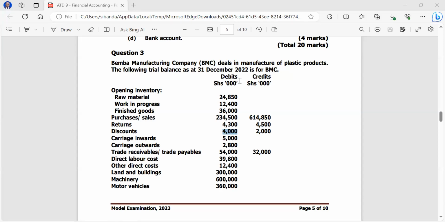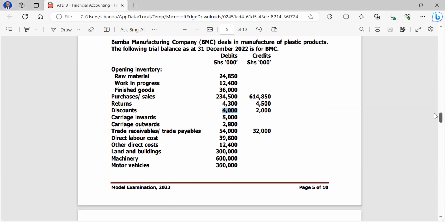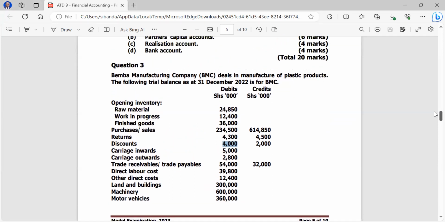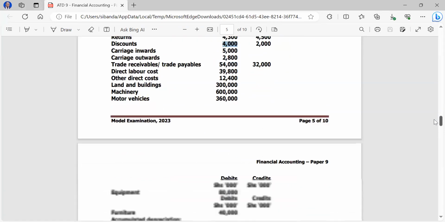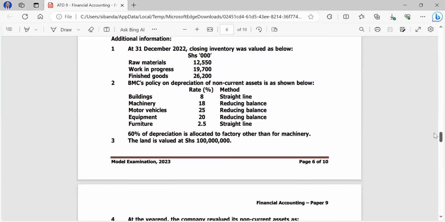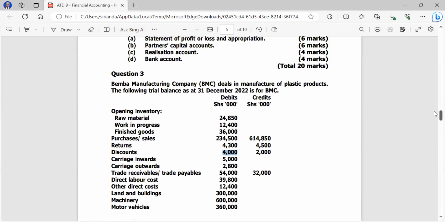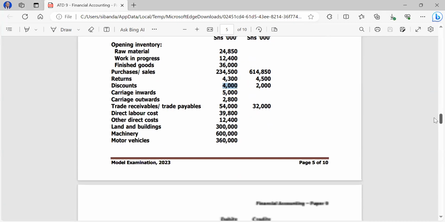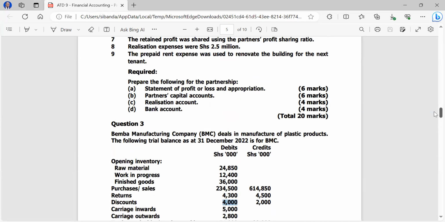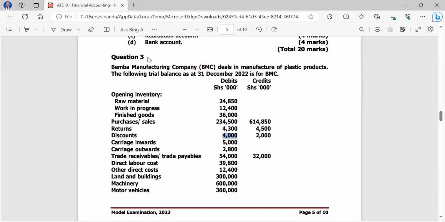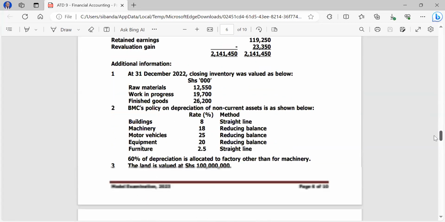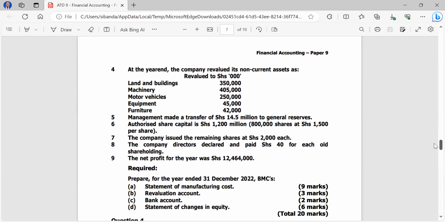Okay, welcome again. So, like I said, we want to look at the statement of changes in equity, and we want to see a practical number of how to do such a number. So we have this question, and this question is about a manufacturing company called Bemba that deals in the manufacture of plastics. So when you look through this question, whenever I usually get a question like this, what I do is get down to the required.